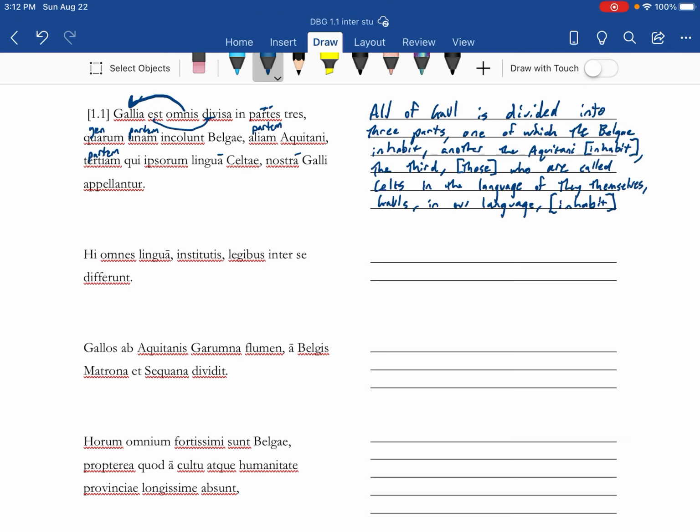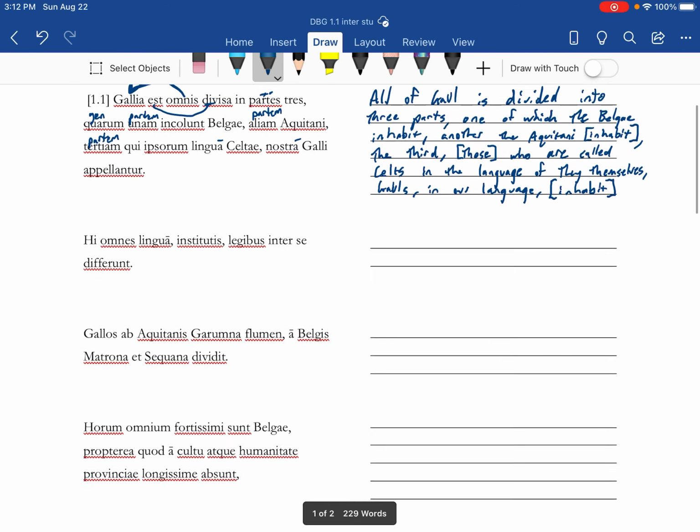Okay, so we've got 3 parts with which we're dealing. And if you get a chance to watch the video done by the Dickinson group, they actually color code this as they read aloud. But the Belgae inhabit one part, the Aquitani inhabit another part, and then the Galli inhabit the third part.